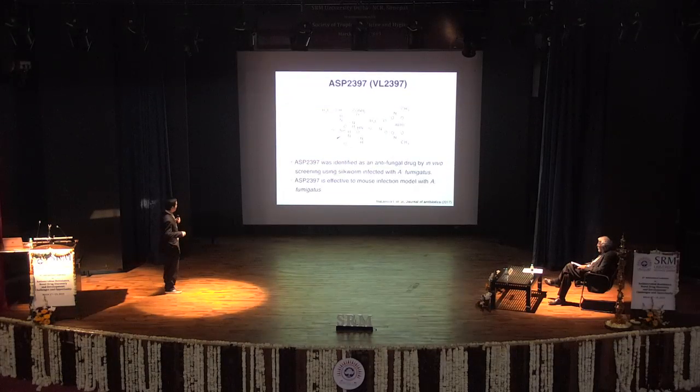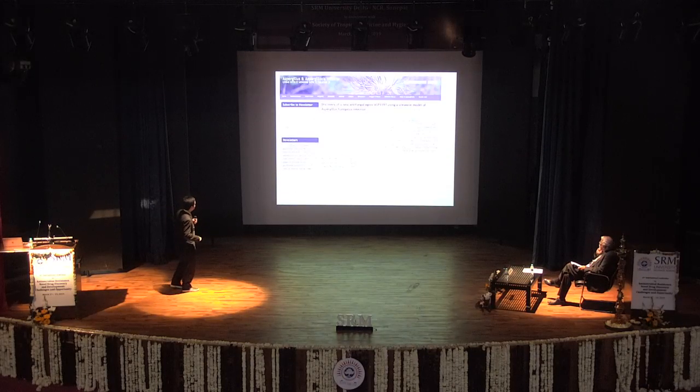Here is the structure of ASP2397. It was identified as an antifungal drug by in vivo screening using silkworms infected with Aspergillus fumigatus, and this chemical is also effective in the mouse infection model with Aspergillus fumigatus. This chemical was listed on the Aspergillus and Aspergillosis website: discovery of antifungal agent ASP2397 using a silkworm model of Aspergillus fumigatus infection.